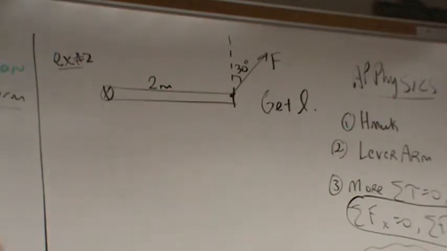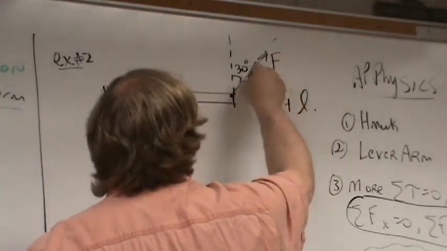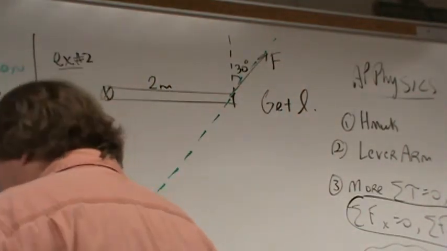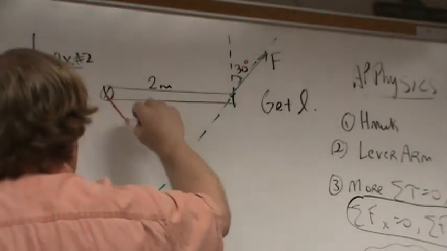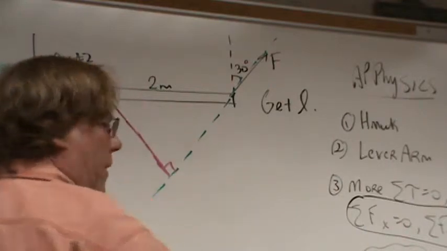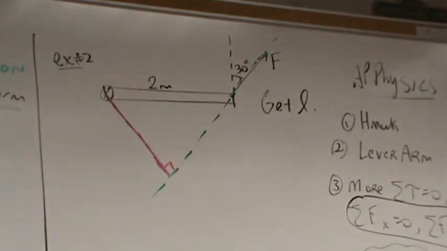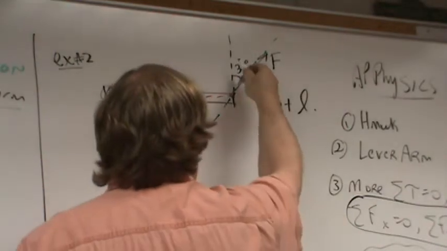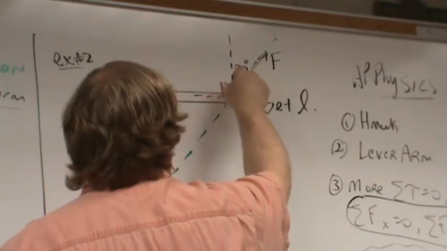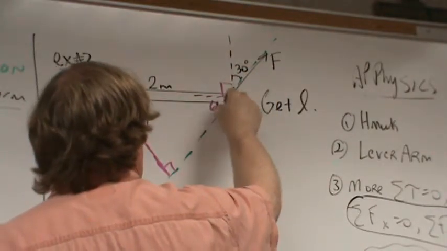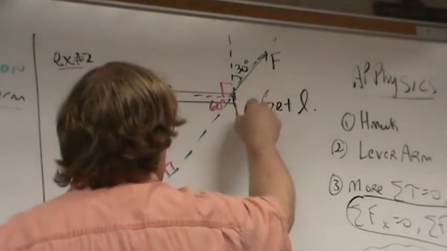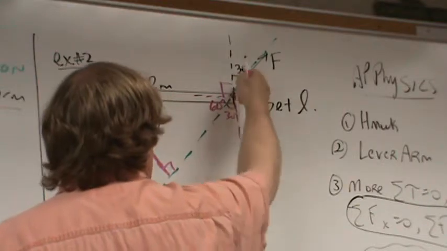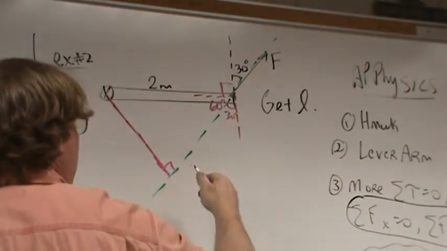Well, I hope everyone's drawing their line of action. Boom, like that. And I hope everyone's drawing their lever arm, which is going to be perpendicular to the line of action like that. And I hope everyone got that if that's 30 degrees and this is 90 degrees, then that makes this guy 60 degrees. Or if that's 30 degrees, then this guy's got to be 30 degrees because opposite angles are congruent. But anyway, that makes that guy 60.